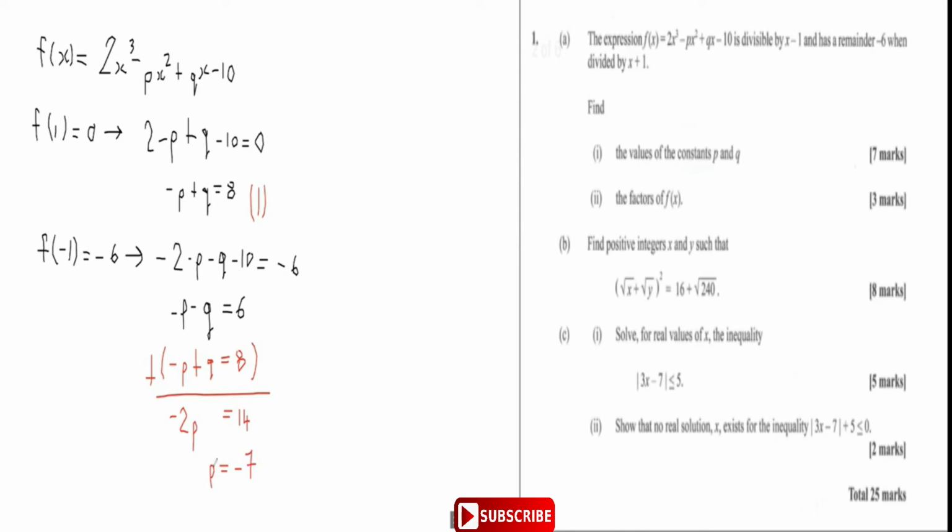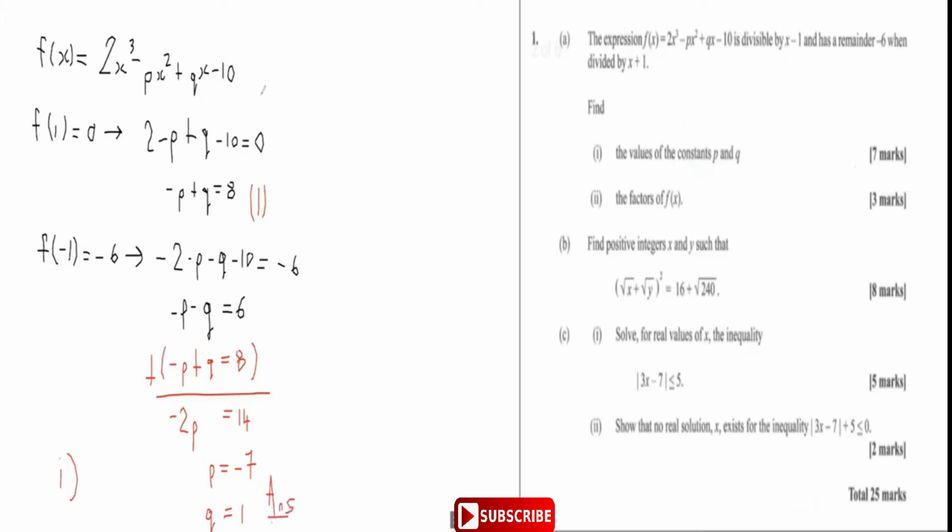Once we get p is equal to negative 7, what can we then do? We can then substitute to find q. Now if p is negative 7, look right here. Negative negative 7 is 7, plus q is 8. And so q must be 1. Q is equal to 1. So that takes care of the first part by finding the values of p and q. So that's part 1. P is negative 7 and q is 1. Nice.